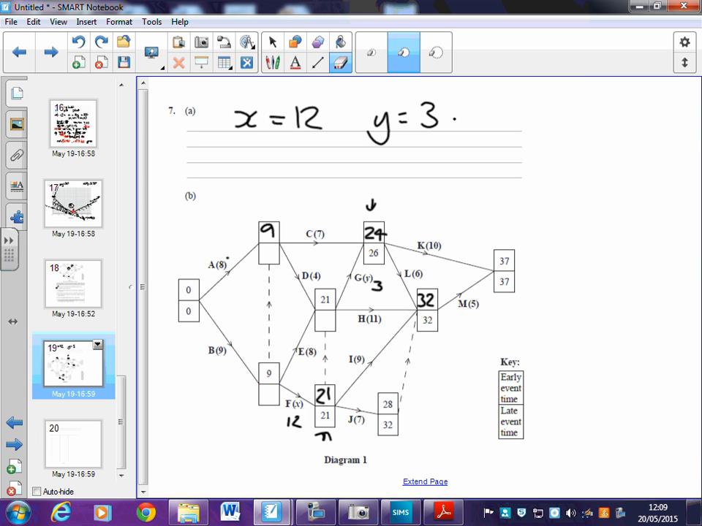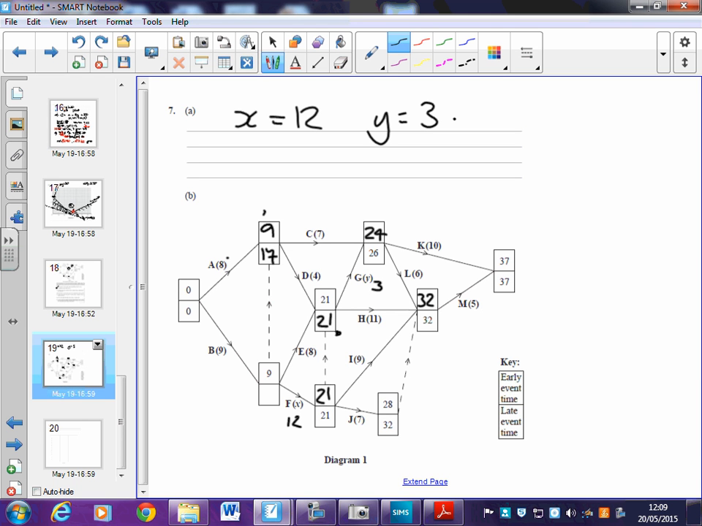Right, okay, so now looking at the other ones, the late times, and remember we want to choose the smallest number when we're working backwards, and you need to check all the ones that go in. So this box here, I've got 26 take away 3, which is 23. I've got 32 take away 11, which is 21, and that's the smallest one, so I've got 21 there. Looking at the one up here, I've got 26 take away 7, which is 19. I've got 21 take away 4, which is 17. And that's it going backwards into it. So, smallest one is the 17.